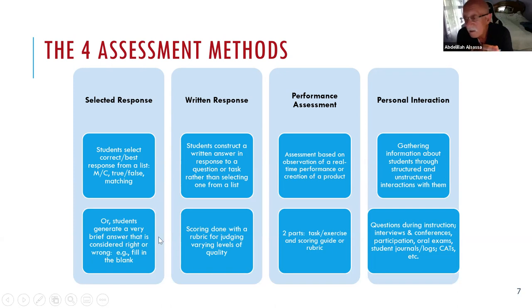I want to say that select response assessments does not really reflect student learning, deep student learning, okay? Because sifting through a list, I mean, true or false, or which one is the correct one, oftentimes it gives a false impression about the student learning. While written response or performance assessment does give me more of an assessment of what my students have learned.